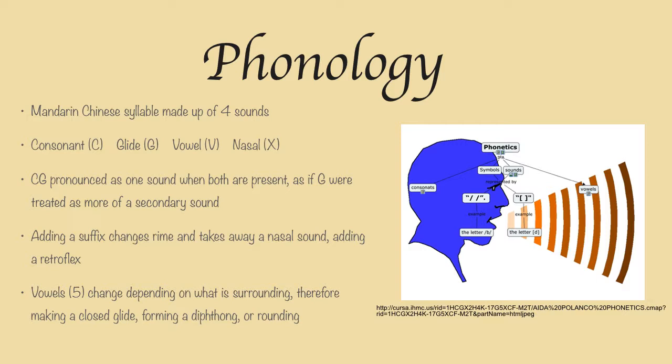And a rhyme is the part of a syllable with a vowel and what comes after it, meaning in the word spoil, O-I-L, the vowel and the consonants that follow after it would be the rhyme. It changes the pronunciation of it. And there are 5 vowels in standard Mandarin Chinese, and they change depending on what is surrounding them. Therefore, it can change vowel sounds to a closed glide, it can form a diphthong, or rounding.